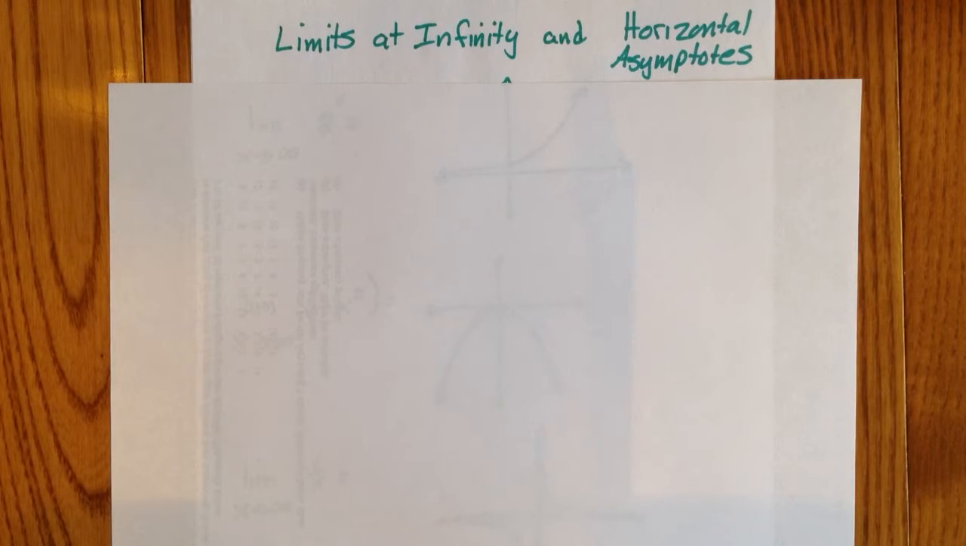Alrighty then, corn children, children of the corn. Today's lesson: limits at infinity and horizontal asymptotes.